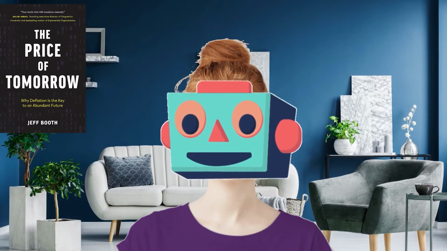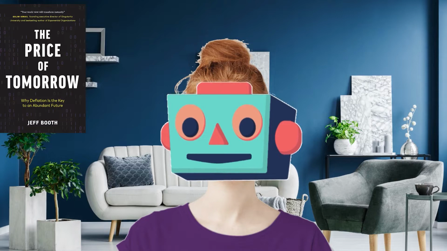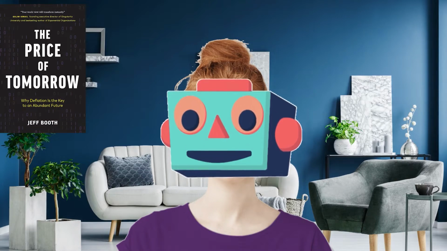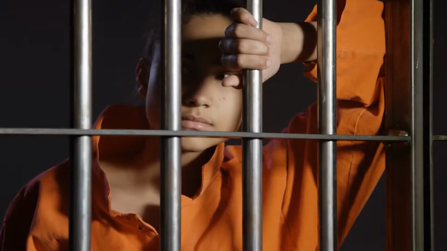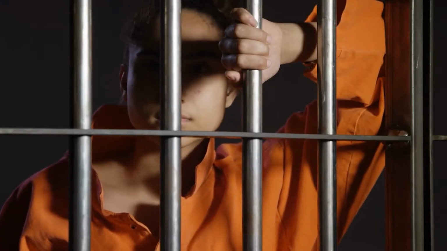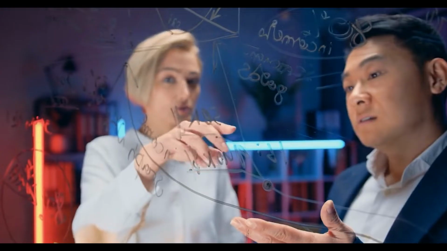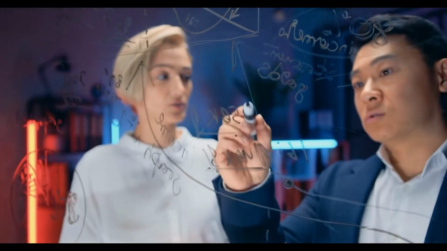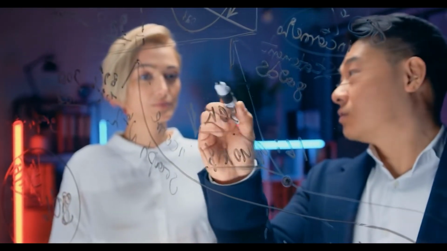In this video, I will summarize Chapter 9 of The Price of Tomorrow. Can we cooperate? If you're interested to know the content, you need to keep on watching. The Prisoner's Dilemma is a standard example of a game analyzed in game theory that shows why two completely rational individuals might not cooperate, even if it appears that it is in their best interests to do so.